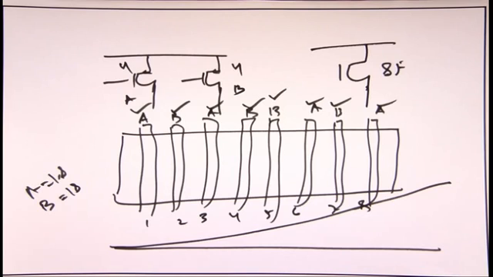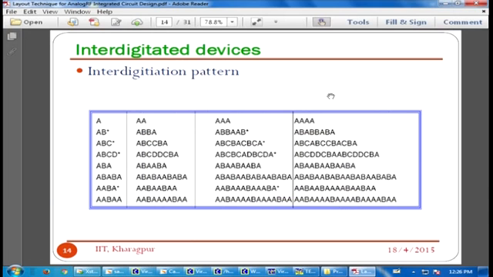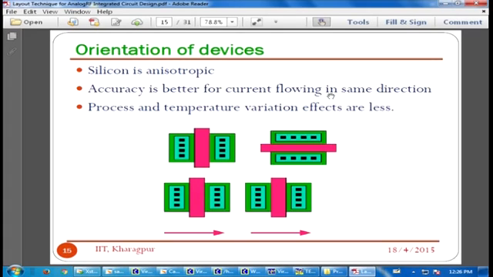Similarly, you will check everywhere and you will get a perfect match. The number of A is equal to the number of B. This is the interdigitization technique. Next, orientation of the device.